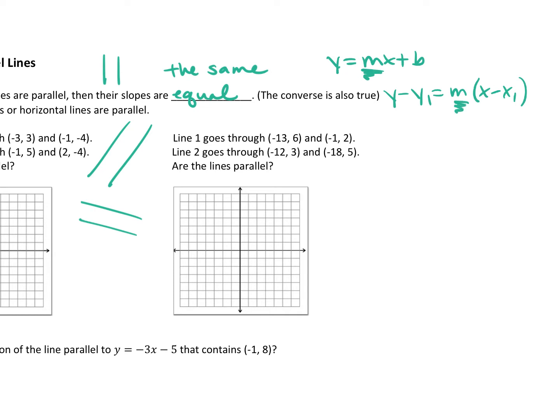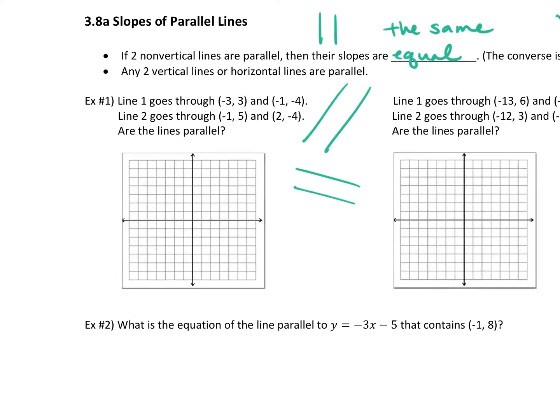So if m is slope, and I know my slope needs to be the same in order for lines to be parallel, then whatever number comes here has to be the same in every line that is parallel to that line. So here's what we're gonna do.